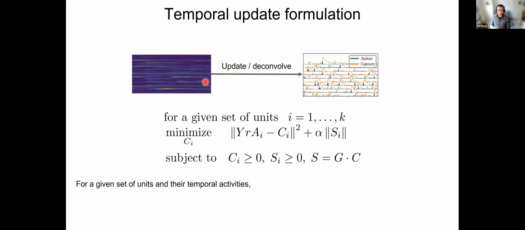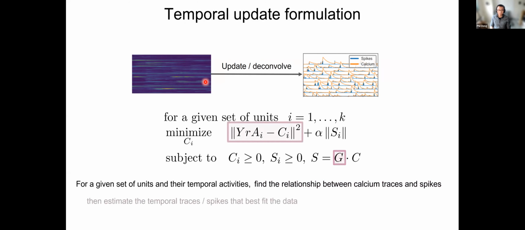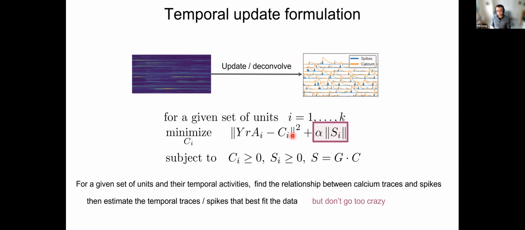So conceptually, what this is saying is that for a given set of units and their temporal activities, we first want to determine the relationship between the calcium traces and the spikes. We basically want to estimate the parameters for the model. And then we want to estimate the calcium activity and the spikes that best fit the data, basically minimizing the error. But at the same time, we don't want to go too crazy and let the model put a little spike on all the frames in your recordings. That will make the result really hard to interpret.